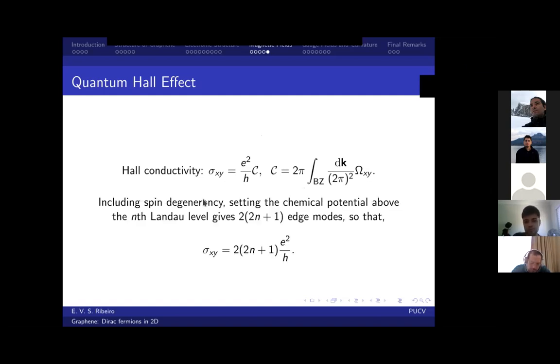So if you include spin degeneracy, which we are not considering so far, to have the total conductivity, if we set the chemical potential above the nth Landau level, we can see that we have 2 times (2n plus 1) edge modes. So basically we have this number of possible channels to conduct current. And this is basically the Chern number. It's what we will obtain if we calculate it directly. So in the end, the Hall conductivity for graphene will be this here, and what's important is the quantized conductivity. And this is what we call the quantum Hall effect. Basically, it's the quantization of the Hall conductivity.